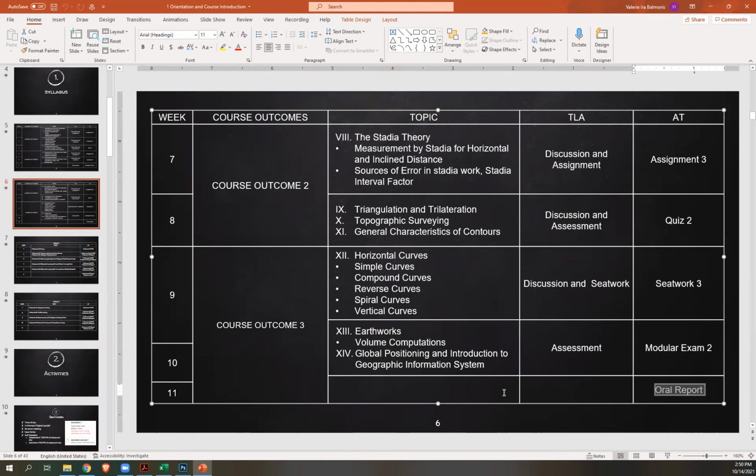So for Tuesday, groups 1, 2, 3. Thursday, groups 4, 5, and 6. If there's not enough time, we're gonna use our meeting for field as well. Okay. Yes, modular exam is next week, Saturday. And then we're done. Then oral report, then we're done.